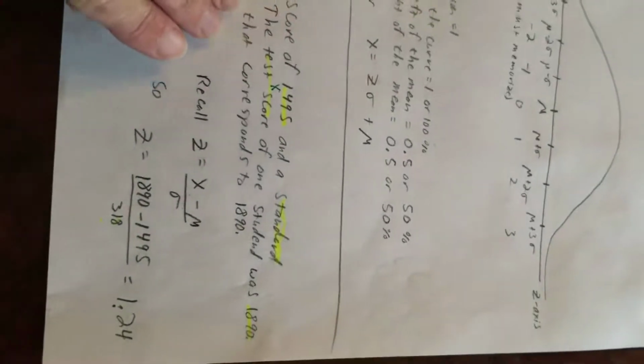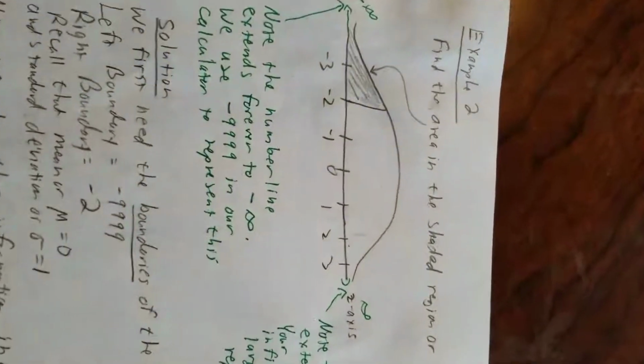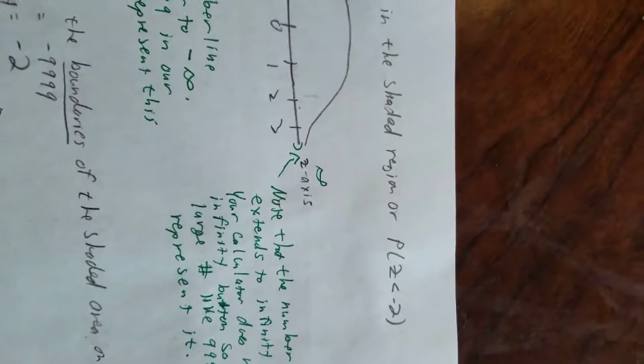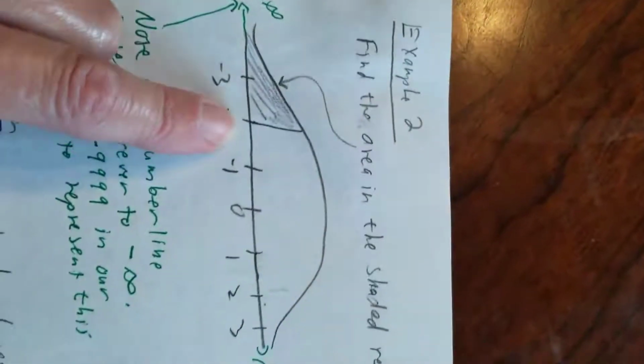Again, hopefully you have your notes out, and please feel free to pause as necessary. I want to go on to example 2. Find the area in the shaded region or the probability that z is less than 2. That's what that says. So if we look here, I have shaded the area.